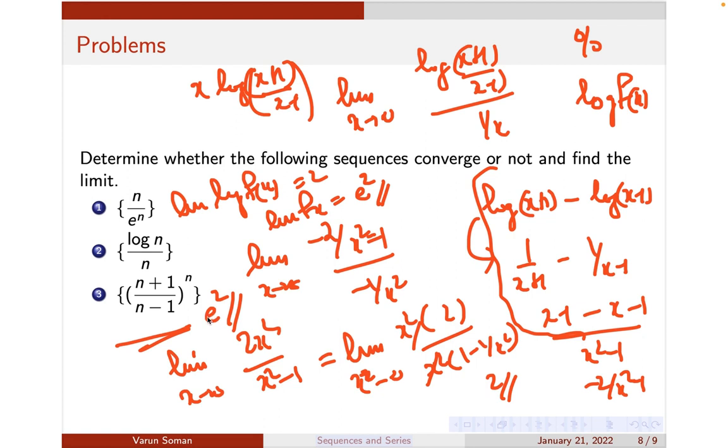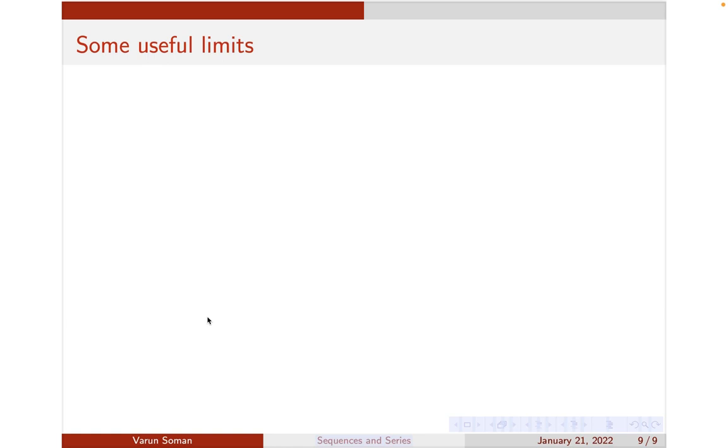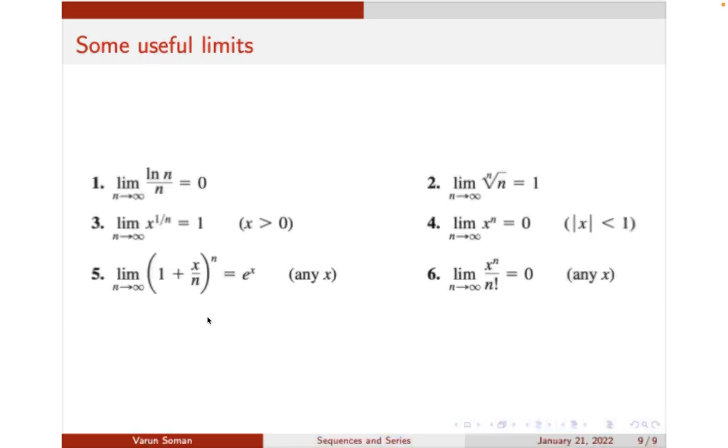Moving forward, I'll give you some examples of useful limits which you can use in your later classes. Please go through these examples. You may have seen this before. Anyway, we will be using these limits in the infinite series portion. The proof is not required for you, but please look at these identities, familiarize yourself, and then we'll be using them in the next classes.